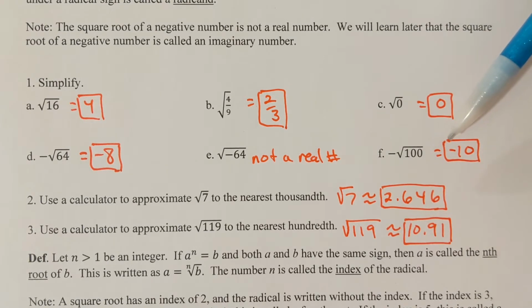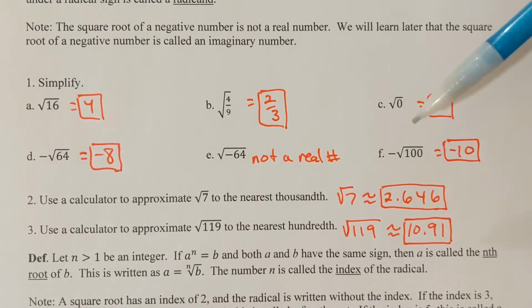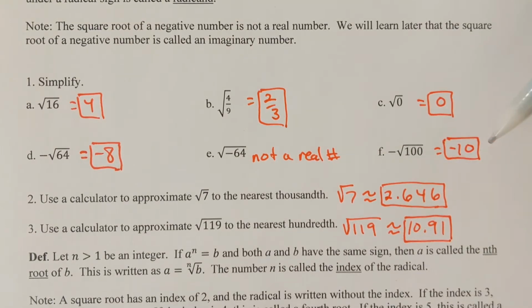Negative the square root of 100. Well, the square root of 100 is 10, since 10 squared would give you 100. The negative would have to stay in front of the radical there, so negative 10 would be my answer.